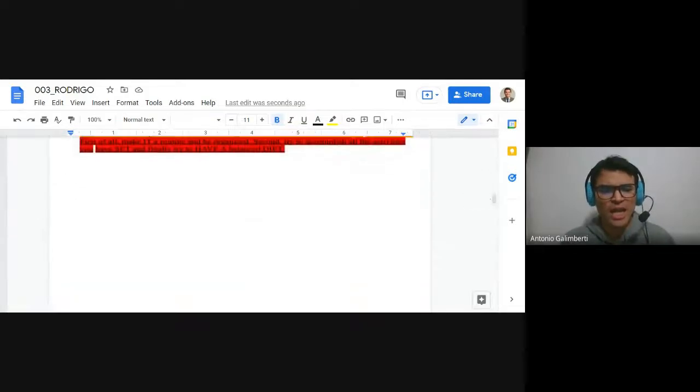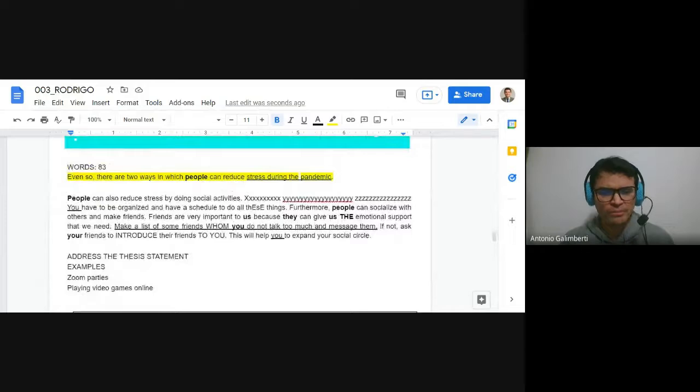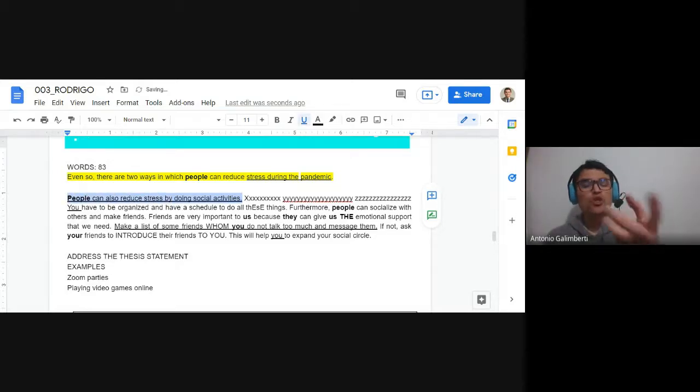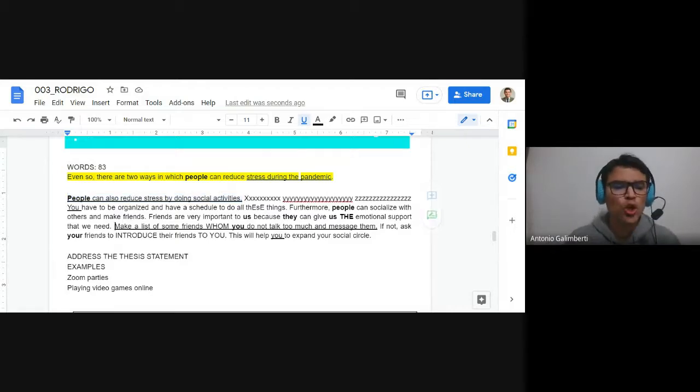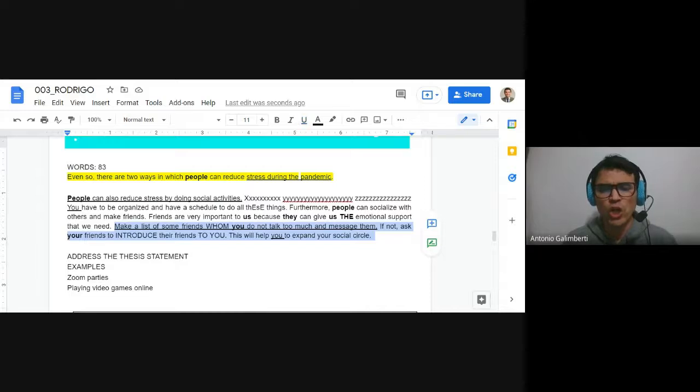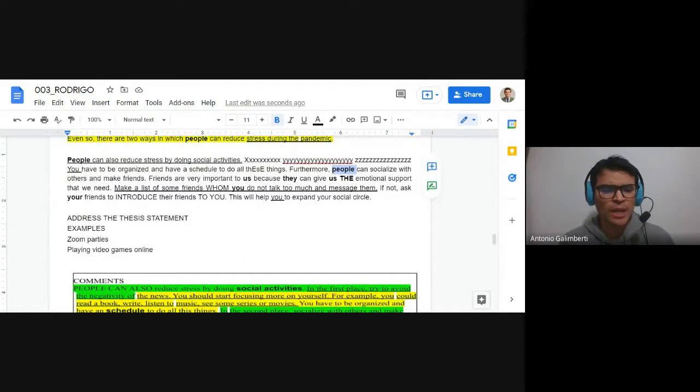All right. In this second body paragraph, we need examples of the social activities, right? Because you're saying that social activities are going to help us. So, which activities? We don't see the activities here. And please, no imperatives if you are talking about people, because imperatives turn things into a second person singular, you, right? And how can you do that?